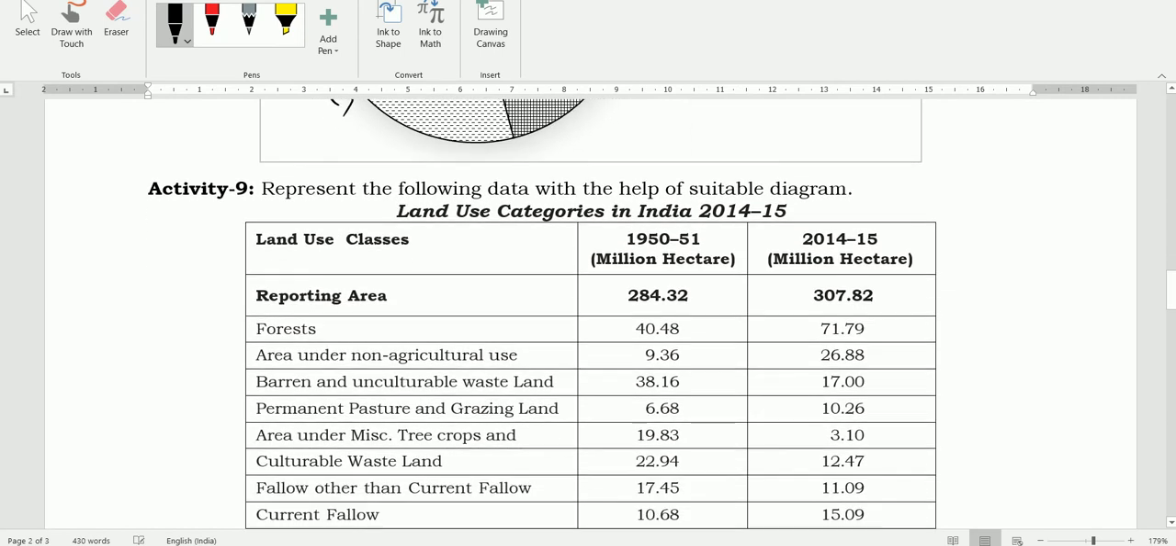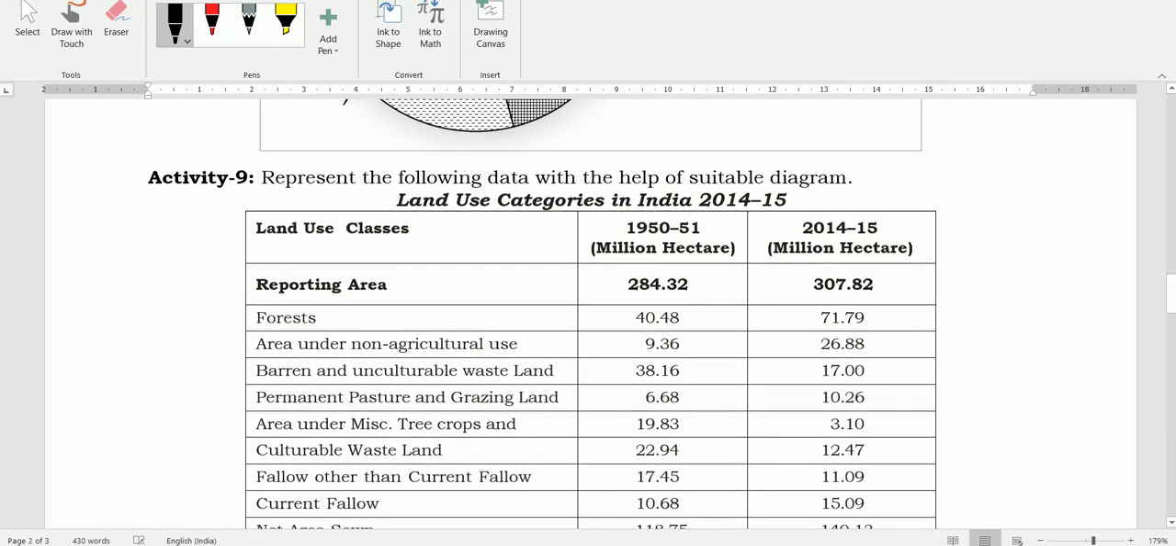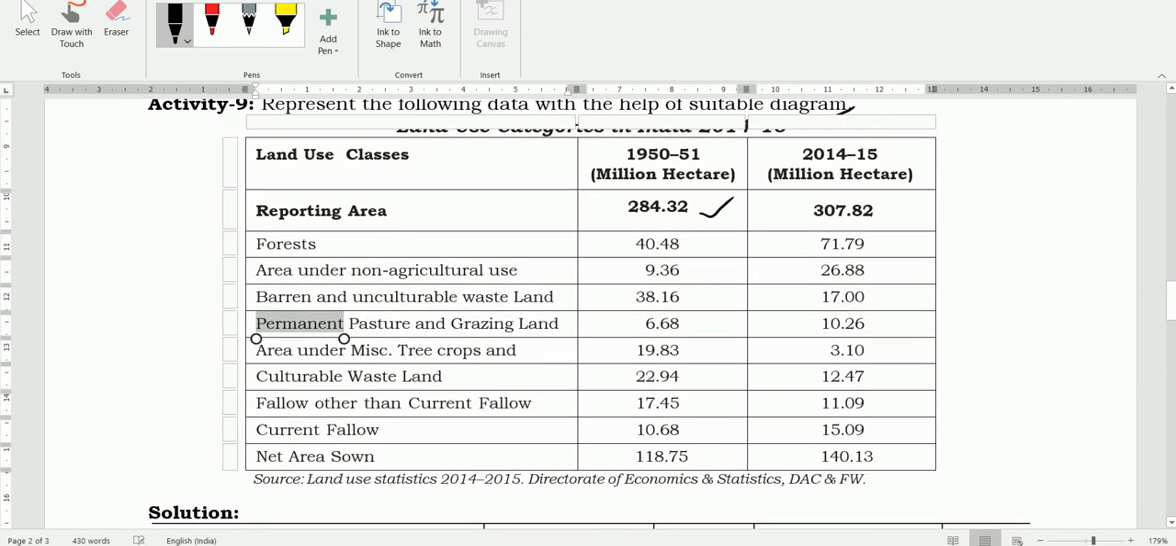Okay, see, represent the following data with the help of a suitable diagram. So this is another land use categories in India for the year 2014-15. And here land use data are given in million hectares, not in percentage. Actual size of the land is given, not in the form of percentage. So these are the different categories of land use. We have forest, area under non-agricultural use, and so on.